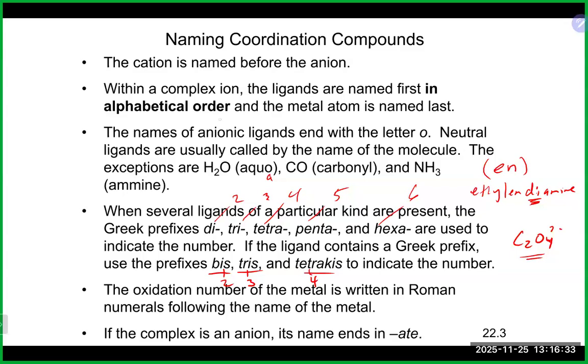This part of it, by the way, as I mentioned earlier, we do go alphabetical for the ligands, and the metal part or the metal atom is always the last part of the complex ion name.